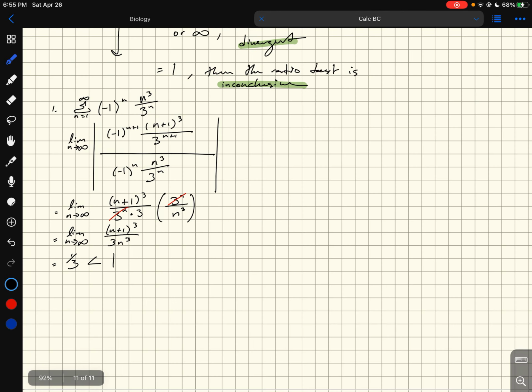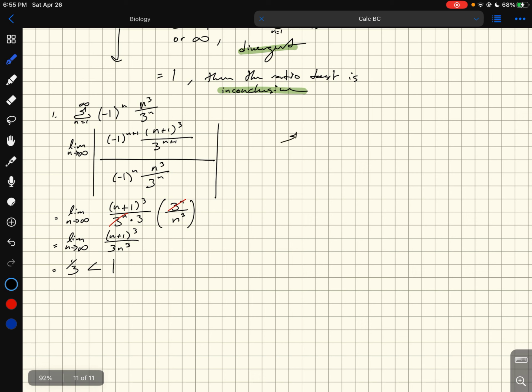So the way you write this out is you rewrite the series, and you just say it is absolutely convergent by ratio test. And that's how you do that.